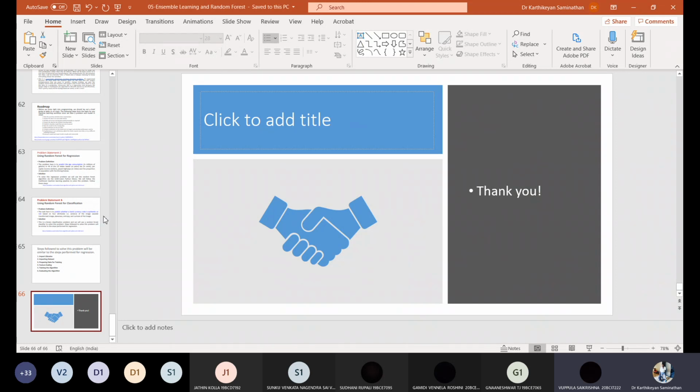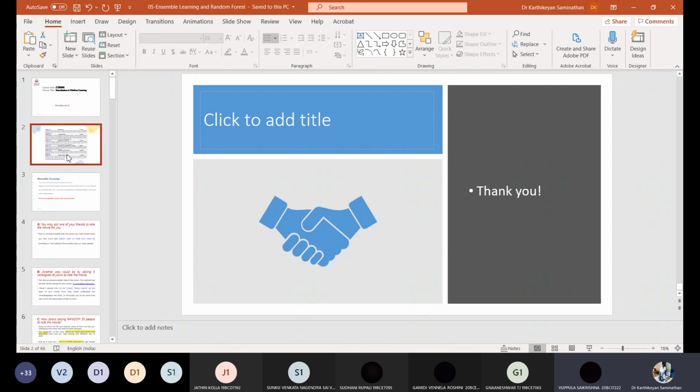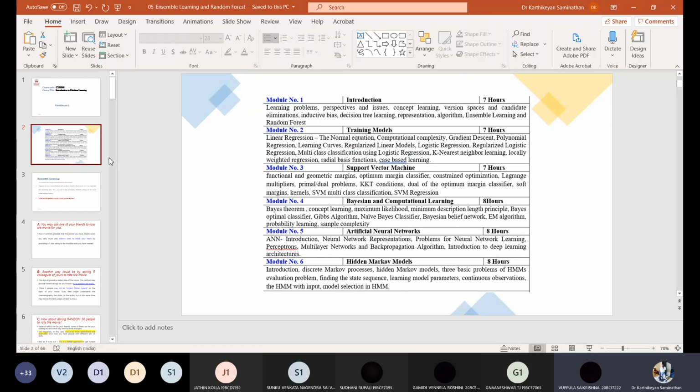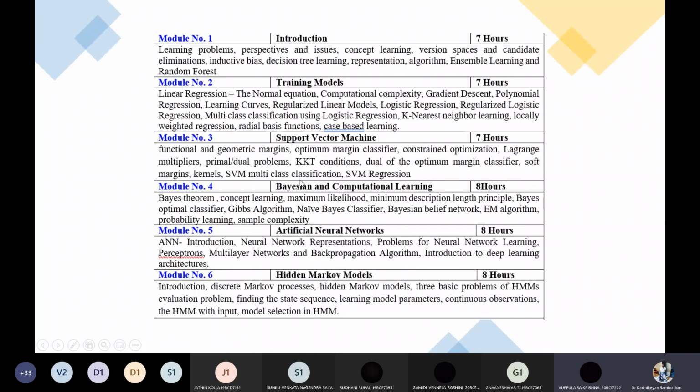In the lab part, we will try all these algorithms one by one, right? So this is your first unit. With this, we are winding up the first module: learning problem, perspective issues, concept learning, version space, candidate elimination, inductive bias, decision trees, ensemble learning, and random forest. Tomorrow I'll start with training models, linear regression. The second unit will go with linear regression, logistic regression, gradient descent, and the k-nearest neighbors KNN algorithm.